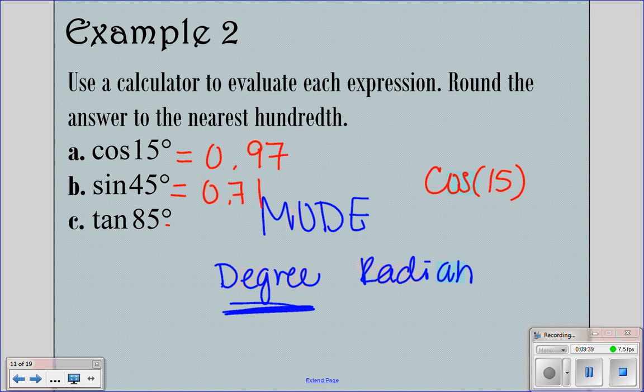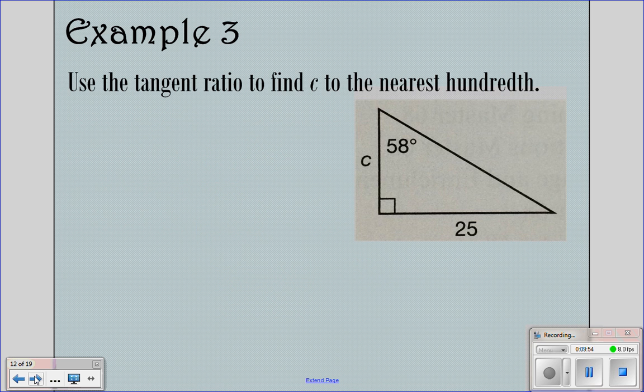And then the tangent of 85 is going to be 11.43. So again, if your neighbor did not get any of those, stop the video. Y'all help them figure it out, and then we'll move on to the next example after y'all get it. All right, so looking at the next example, use the tangent ratio to find C to the nearest hundredth.